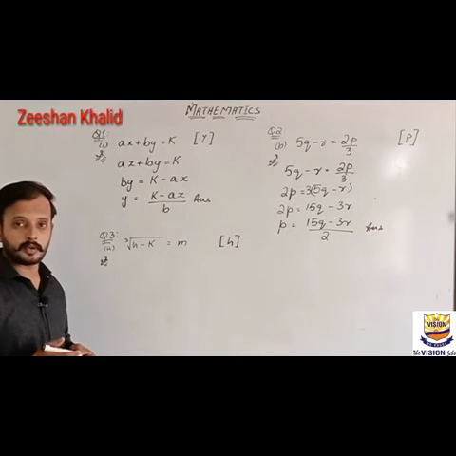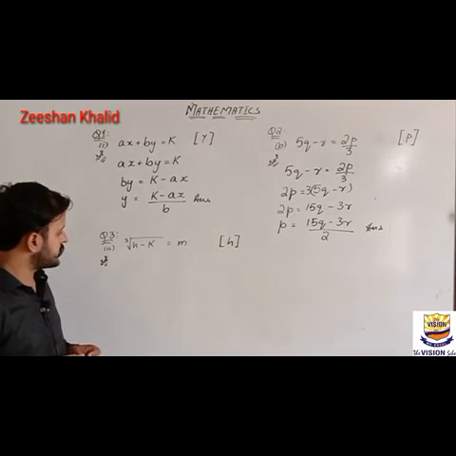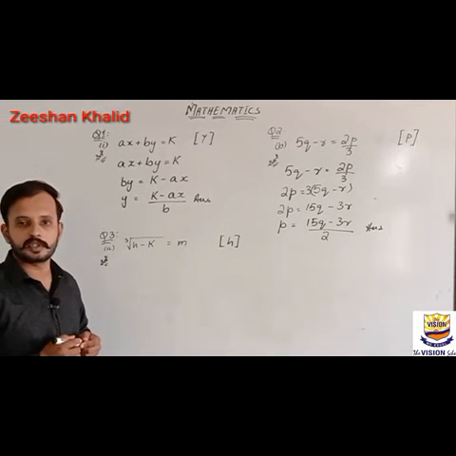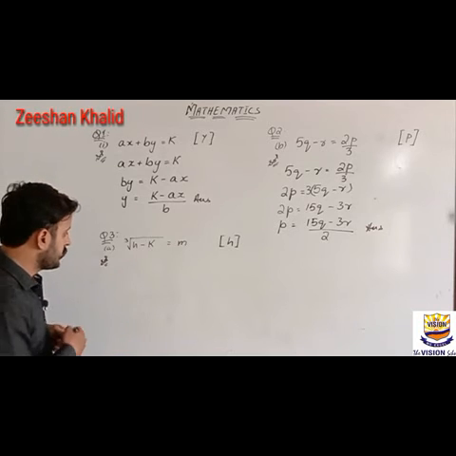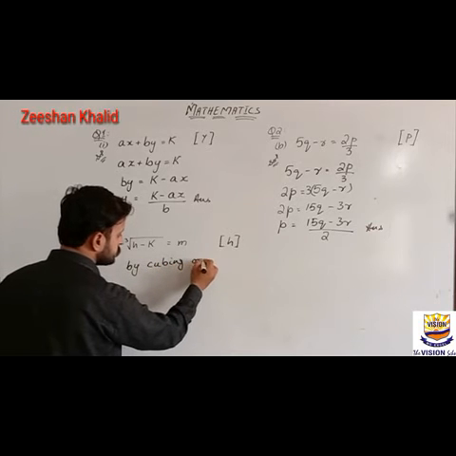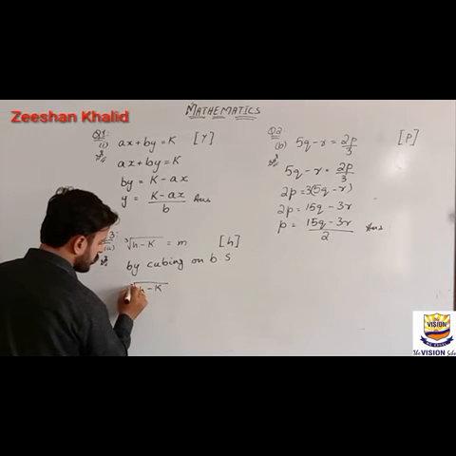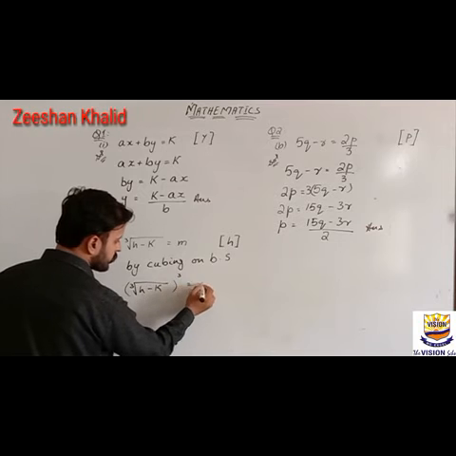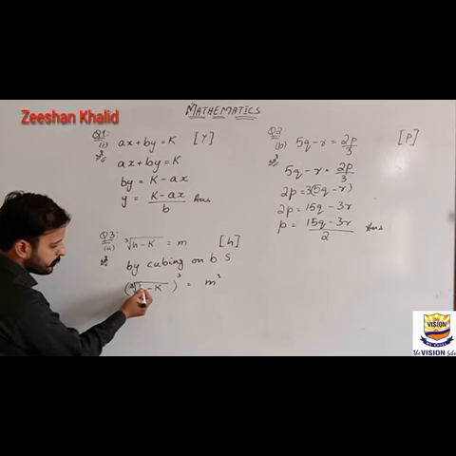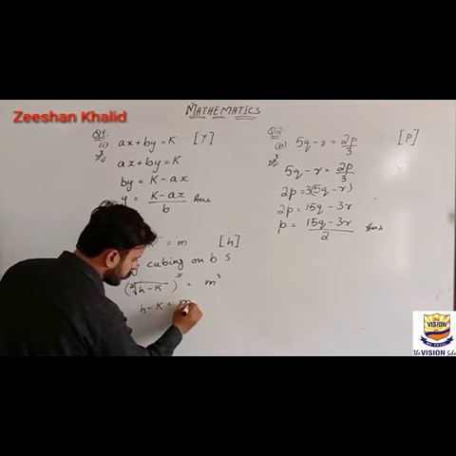Let's move towards the last example of ours, that is question number 3, and here the subject of the formula is h. But sir, here is a cube root. What to do with this one? For removing this cube root, what we have to do is take the cube on both sides. So let's write this first of all by cubing on both sides. This will be, look here, h minus k, cubed on this side, is equal to m cubed. Now, as the value of this radical, this cube root, is 1 upon 3, this will be cancelled with the 3. So you will have h minus k is equal to m cubed.